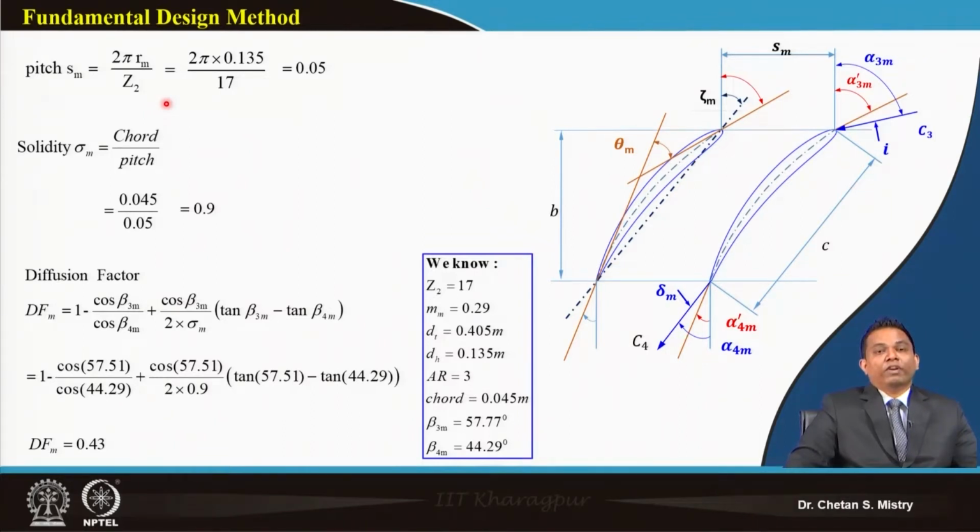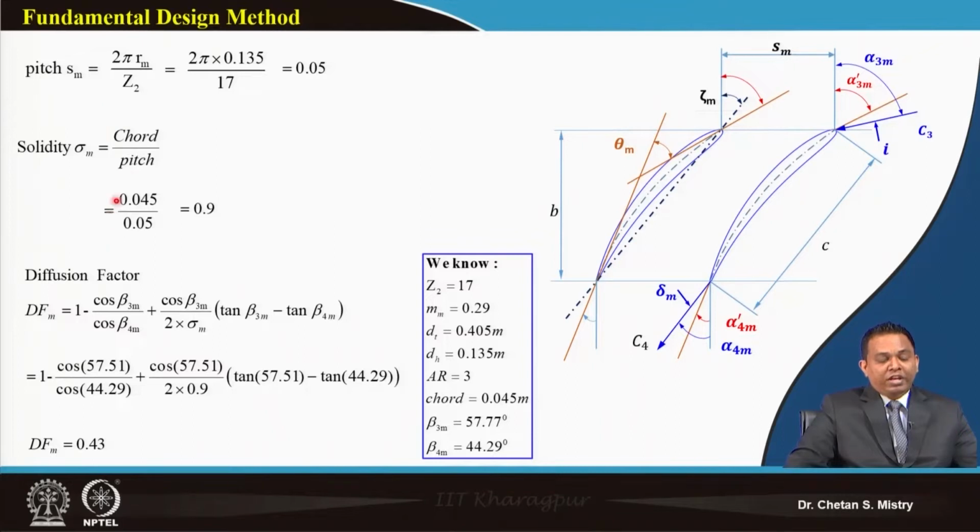No doubt when you are making your mainline calculation, once you are ready with your Excel sheet, you can play with these numbers, not an issue. Okay, so here if we are putting that, my pitch is coming 0.05. We can do our calculation for the solidity based on chord, and it is coming 0.9.